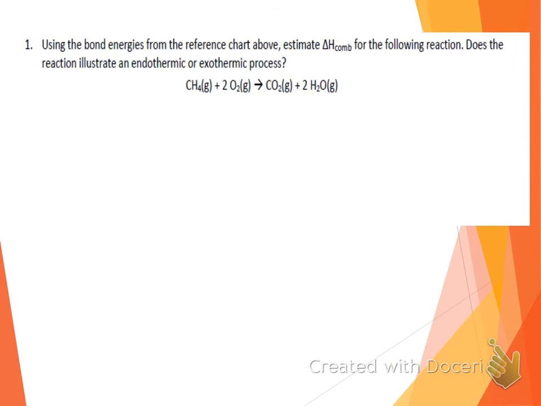We want to use the bond energies from that table you just saw on the top of page 25 to estimate the heat of combustion for the following reaction. We want to know if it's endothermic or exothermic. Well, that combustion is just there to say that it's the specific reaction. So if we're looking for heat of combustion, we're really just looking for the heat of the overall reaction.